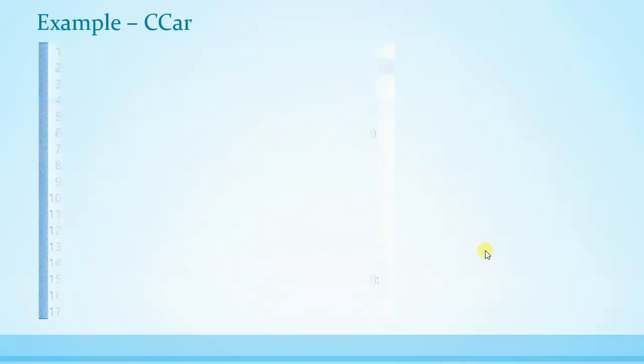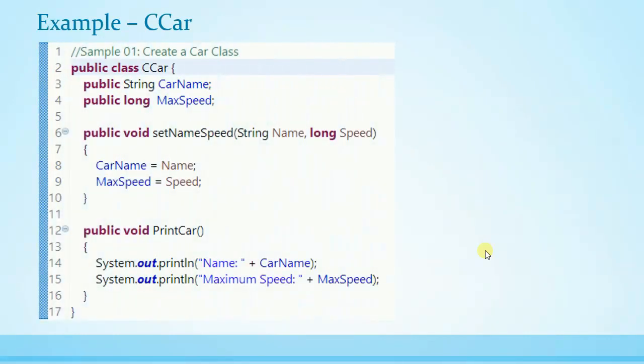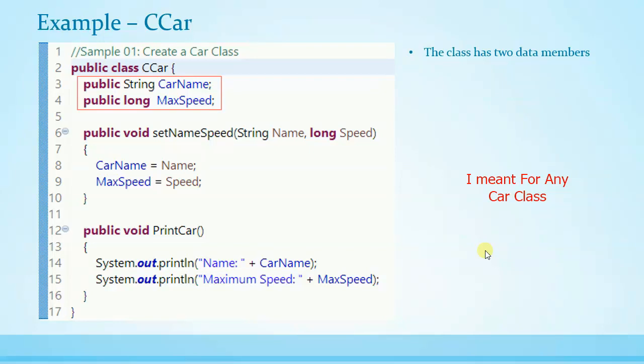Here is the example. If you see, first we have a class called CCar. It has two data members. One represents the car name and the other one represents max speed. So these two members are common for any class. Whatever class people create, these two properties are common.